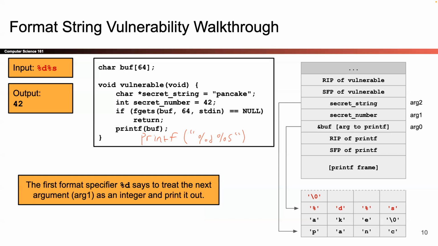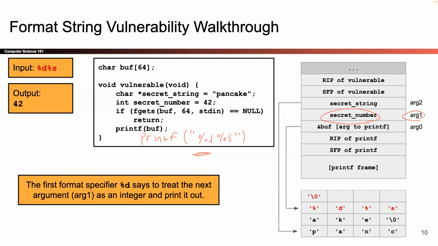So we start with the %d and we're like, all right, time to go on the stack, take the next thing, substitute it into the %d. So on the stack we go, and we take the first thing on the stack, which printf thinks is the next argument, and we shove it into the %d. And that thing on the stack, that secret number, it's 42. So 42 shows up. All right.